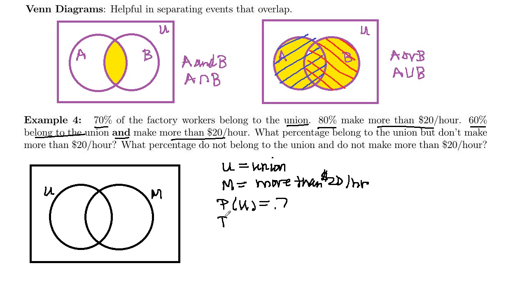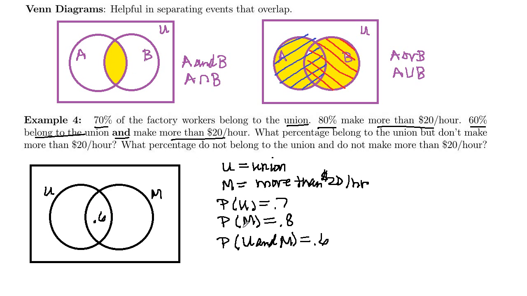And then there's 80% that make more than $20 an hour. So that's saying probability of M is 0.80, 80%. And then 60% are both union and more than $20 an hour. So probability of U and M is 0.6. So the 80% is the whole circle for M, those two pieces, and U and M, the overlap is in the middle here. That's this right here. So that's 0.6, 60%.